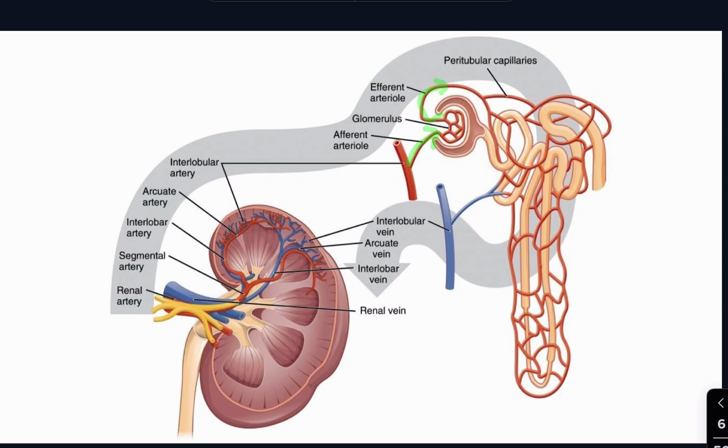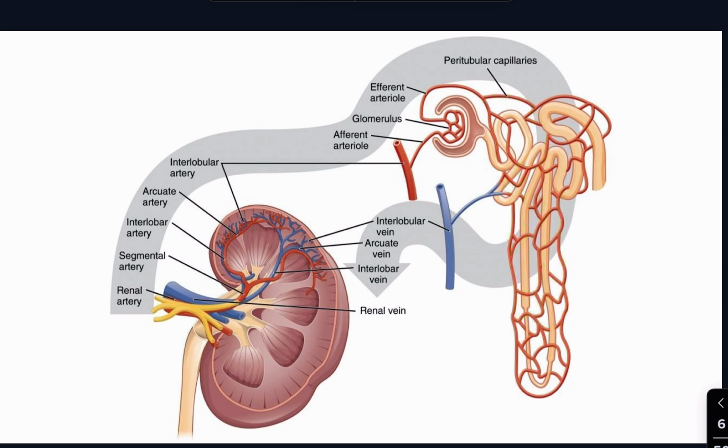So after we leave the glomerulus as our efferent arterioles, they're going to break up further into what are called peritubular capillaries. And these peritubular capillaries are going to be encompassing or surrounding the entirety of the nephron. This whole thing that we're looking at here is the nephron, right?